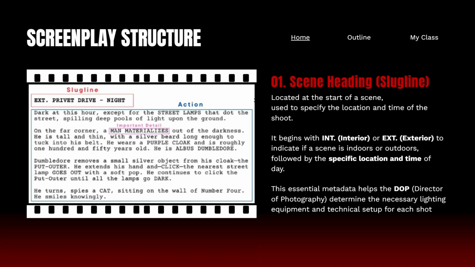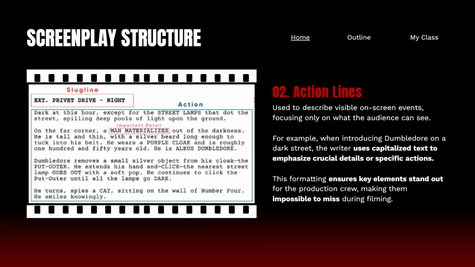Now, a professional screenplay has specific technical elements. First, we have a scene heading or a slug line. This is located at the start of a scene. This is used to specify the location and time of the shoot. It sometimes begins with interior or exterior in order to indicate if the scene is shot indoors or outdoors, followed by a specific location and time of the day. This essential metadata helps the DOP, or Director of Photography, determine the necessary lighting equipment and technical setup for each of the shots.